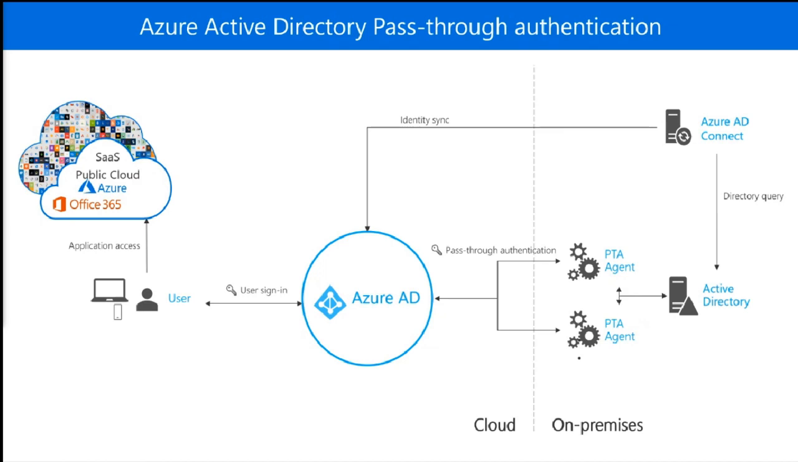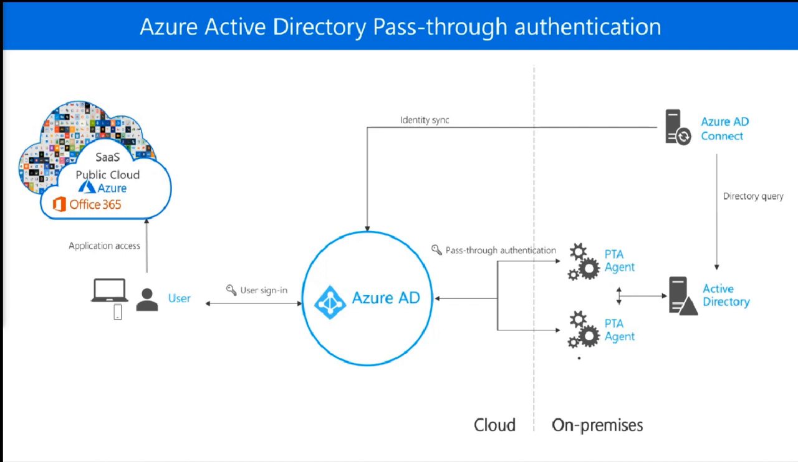So instead of syncing the password hashes, we're going to deploy two or more pass-through authentication agents on-prem. Why two or more? Because we don't want to have only one and have it go down and not be available. These agents set up persistent connections to Azure Active Directory, and what they basically do is sit there and wait for password validation requests. So let's walk through this scenario.